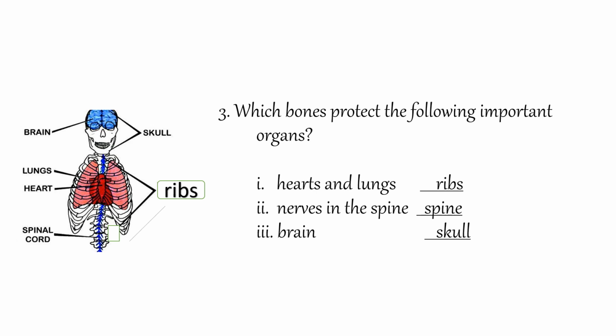And if you see, your brain lies in your head and it is the top upper part of your body which is protected by the skull. So the skull is the bone protecting your brain. So the correct answers for these options are, for the first option is heart and lungs are protected by the ribs. Nerves in the spine are protected by the spine. And brain is protected by the skull.